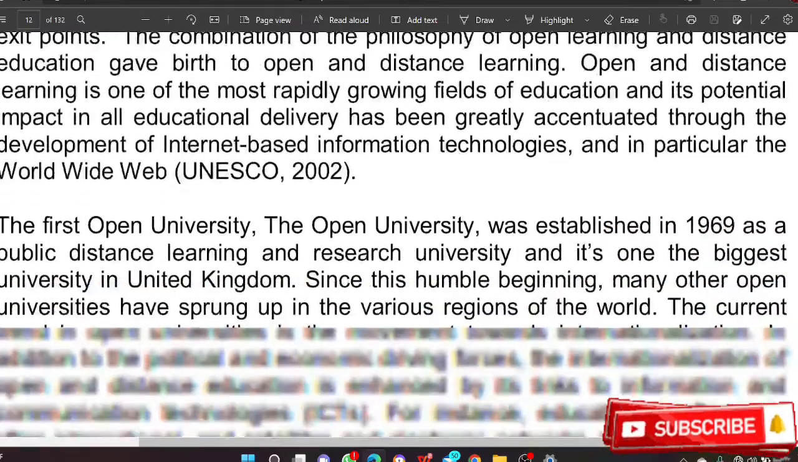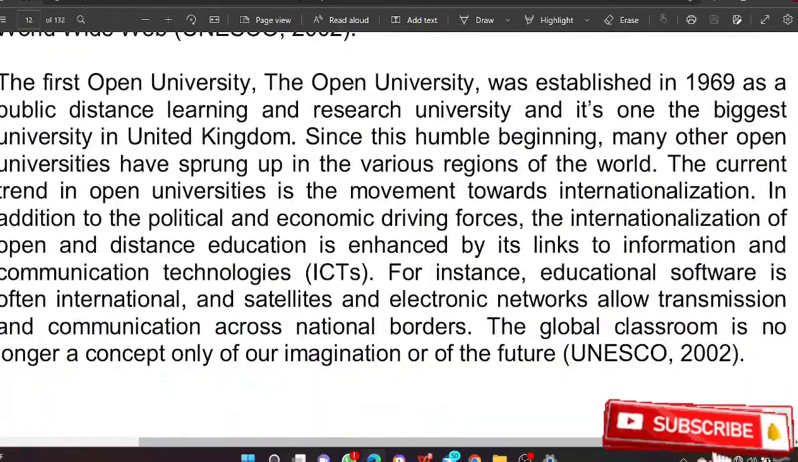UNESCO 2000 said that the first Open University was established in 1969. 1969 was the first time an Open University was established as a public distance learning and research university, and it's one of the biggest universities in the United Kingdom. Since this humble beginning, many other open universities have sprung up in the various regions of the world.